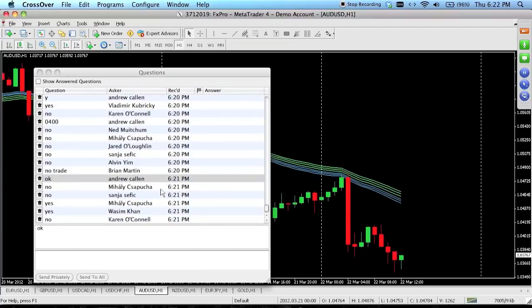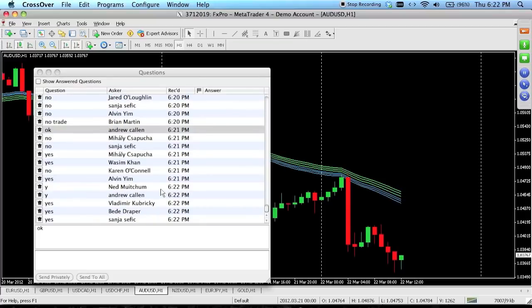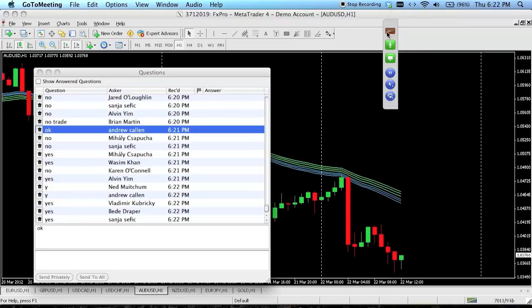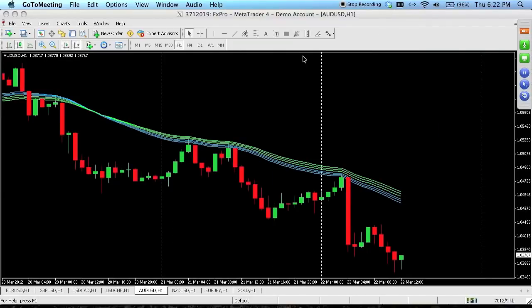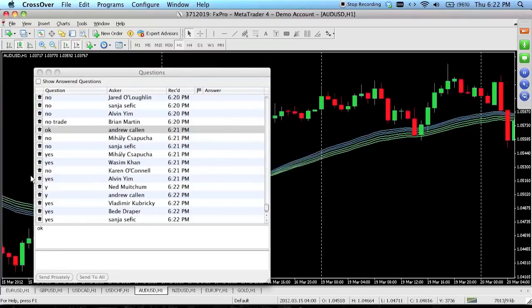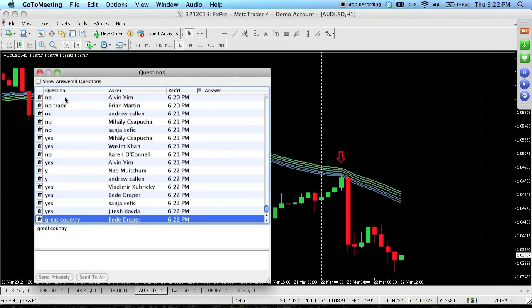Aussie dollar, any trades? Yes, yes, no. Yes, yes, yes. Okay, good. Those of you who said yes, very, very good. Let's take a look at this. We have a very beautiful trade on Aussie dollar that happened today. And Perry says yes also. Even our organizer is excited now. Okay, great. Let's take a look at this now. Right here is where we have our first touch. Oh, sorry. Bede says great country. Yes. Well, we'll work on the great countries currency pair right now.